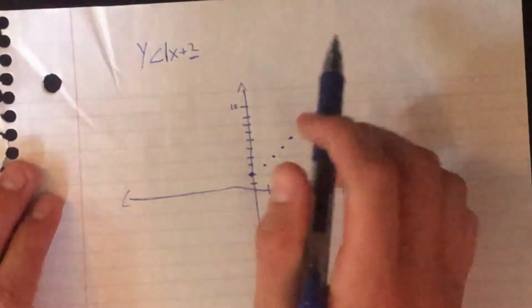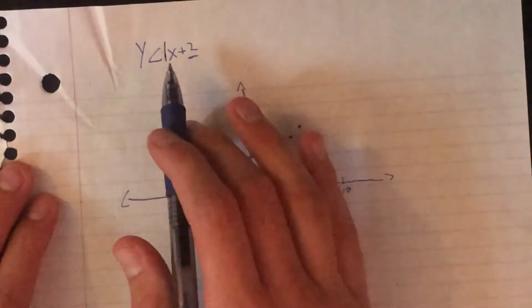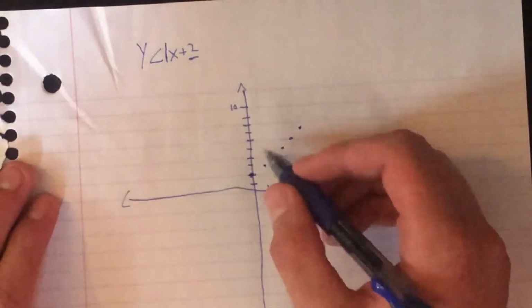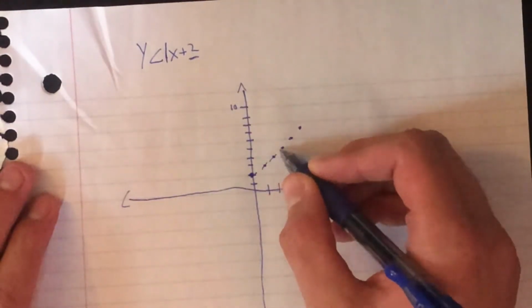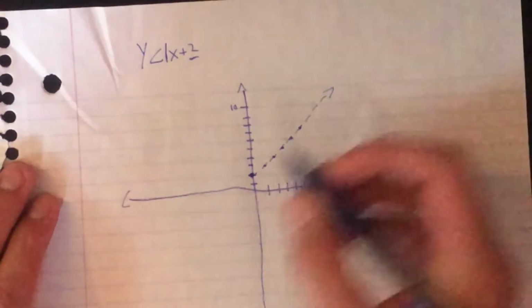Now the only difference between the two is that since there is a less than sign, and it's not less than or equal to, it would be a solid line if it were less than or equal to. But since this is just less than, it's just a dashed line. So we're going to follow it down.